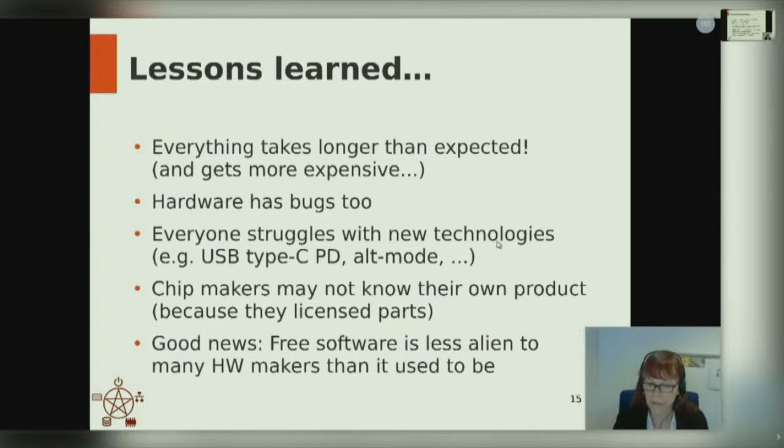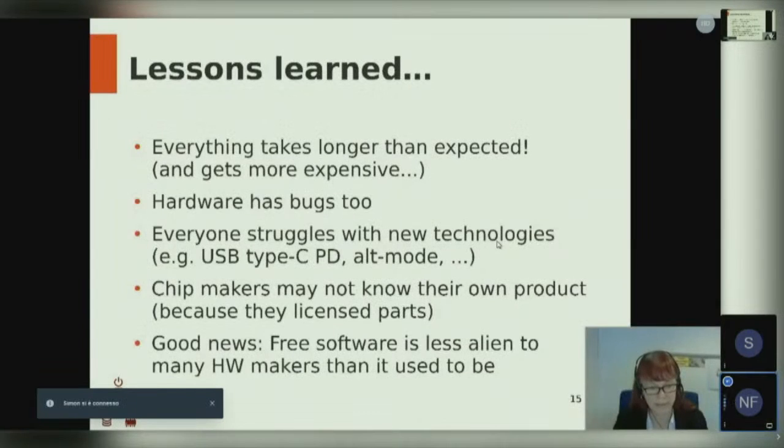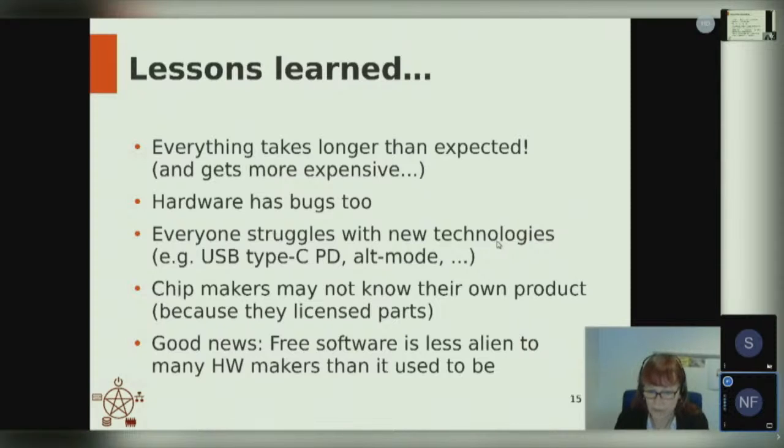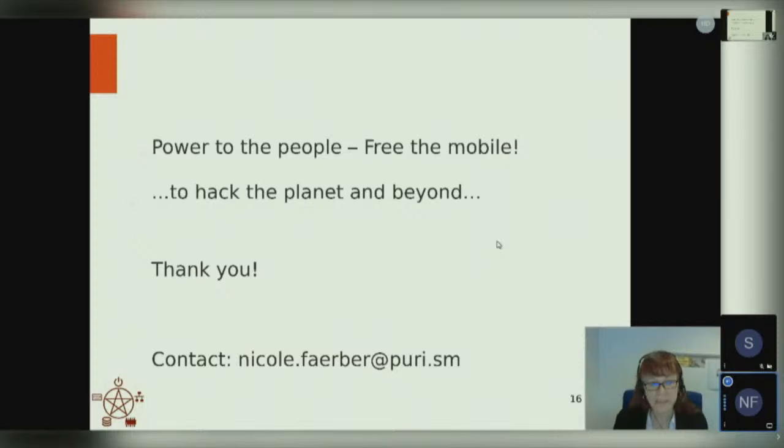And what we also learned is that even the chip makers themselves sometimes don't know their own, because they have licensed parts of that from someone else and don't have the information. And that's also pretty interesting. But the good news is, what we also learned is that free software and free software communities are not so alien anymore to hardware makers as it used to be. So more and more support can be had from those hardware makers and also chip makers, and they are more and more aware that free software needs to be supported on their hardware and with their hardware. So that's pretty good. So bottom line is, we're getting there.